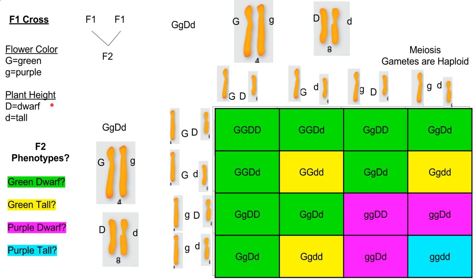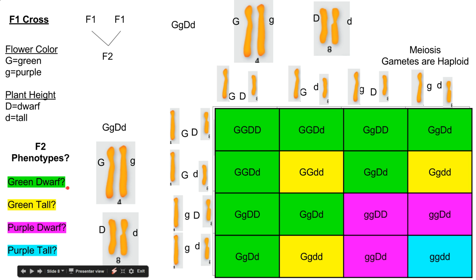And when we change these over to colors, again, this would be green dwarf because it has big G, big D. This would also be green dwarf because although it's heterozygous, the big G and the big D is what you would see in the phenotype. Same thing with this one. This is just like the parent. Again, we go through this.